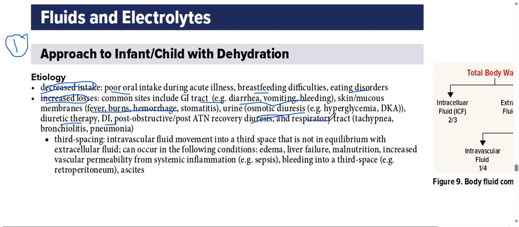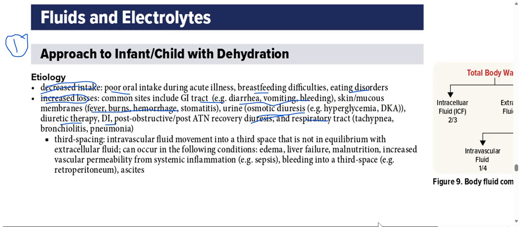the respiratory tract, like tachypnea, bronchiolitis, pneumonia. So we don't have to remember each and every word, we just have to have a concept that dehydration can occur in the child whether there is decreased intake or increased loss from the body. Decreased intake is either in the form of poor feeding or feeding problems, and the increased loss is because of certain infections, nausea, vomiting, diarrhea, then burns, then in certain conditions like respiratory tract infections, they can lead to increased loss of fluids from the body.